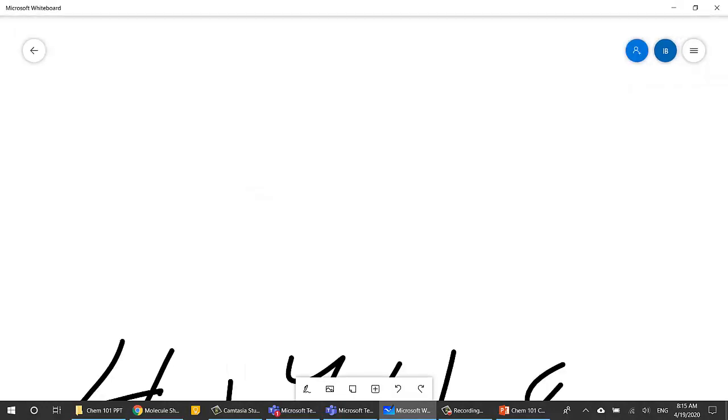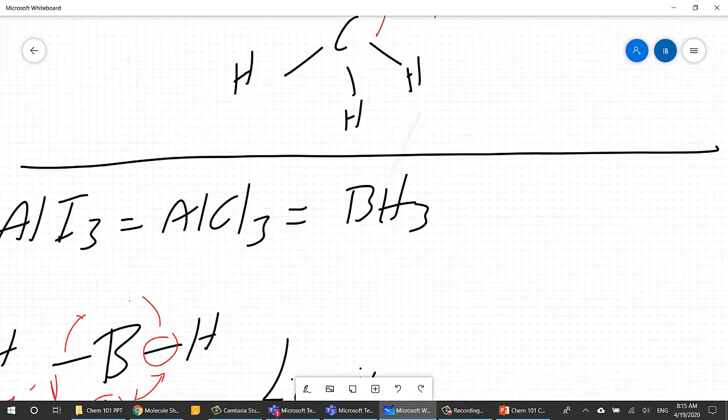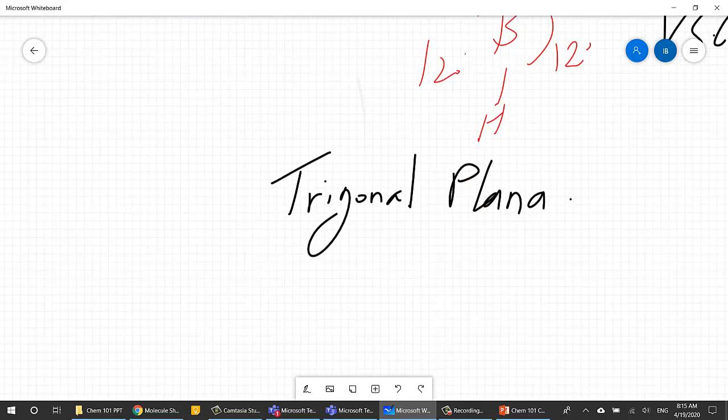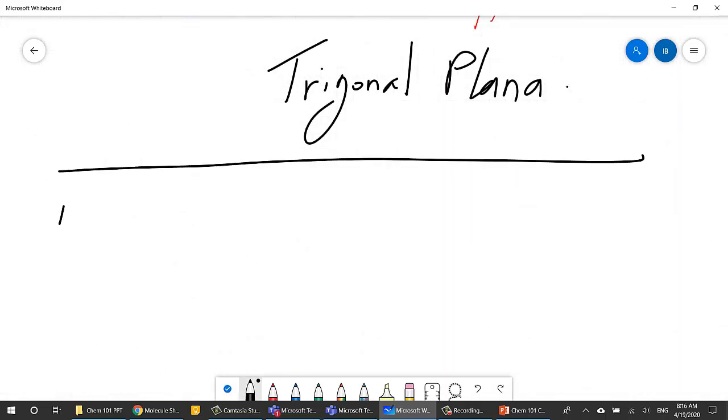We've talked about methane, and then we talked about this one. Let's take another example, which is BeCl2, for example. Now beryllium is in the second group, so it has only 2 electrons. Let's simplify that to BeH2, just to make it easy. So BeH2 has 2 electrons only because it's group 2, plus 2 times 1.